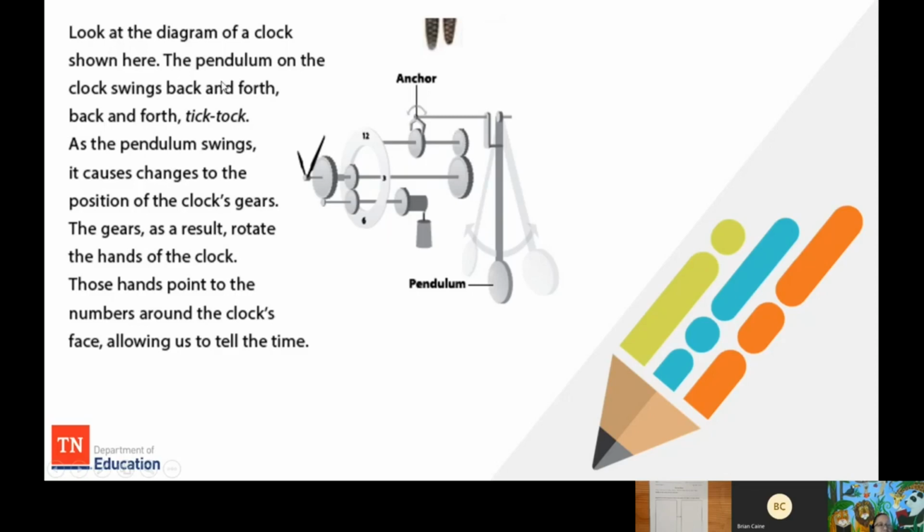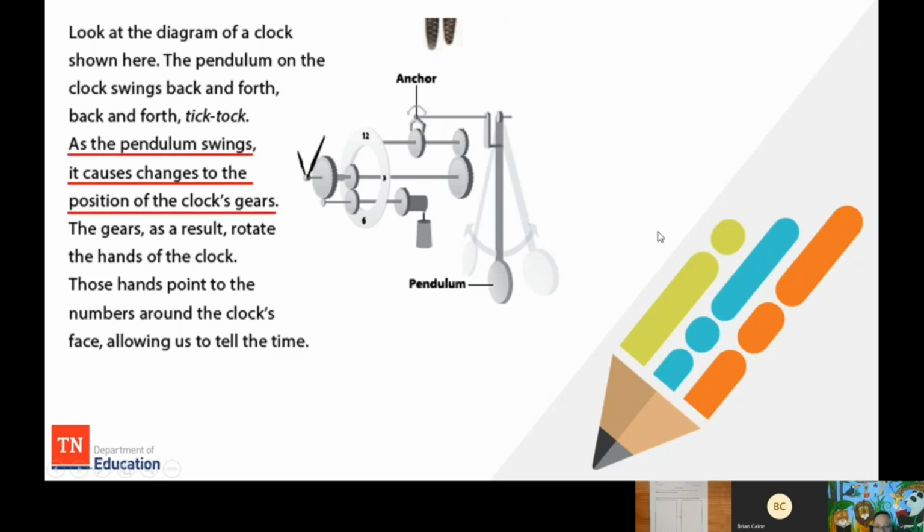Okay, so let's get back. The pendulum on the clock swings back and forth, tick, tock. As the pendulum swings, it causes changes to the position of the clock's gears. The gears, as a result, rotate the hands of the clock. Those hands point to the numbers around the clock's face, allowing us to tell time.